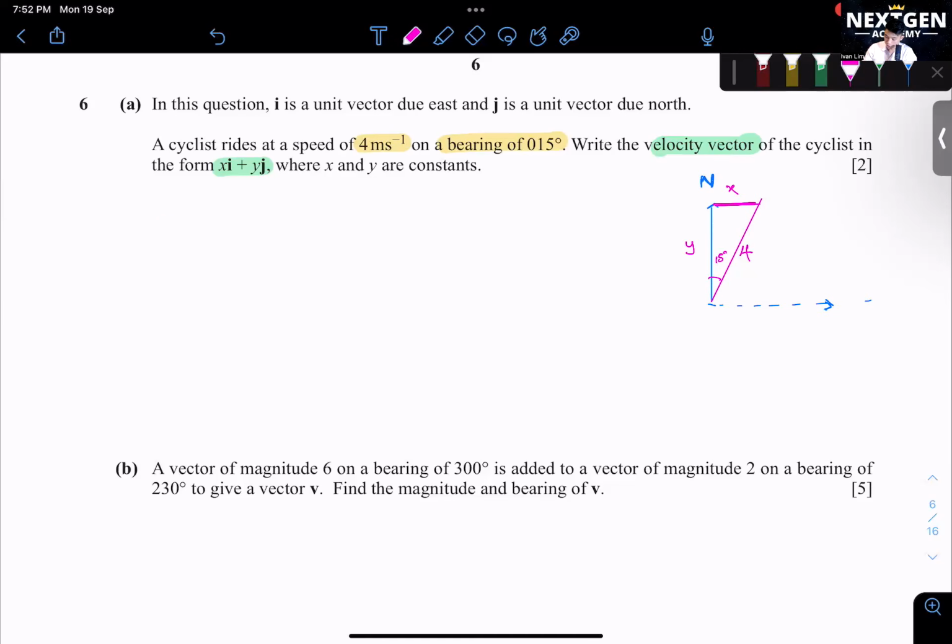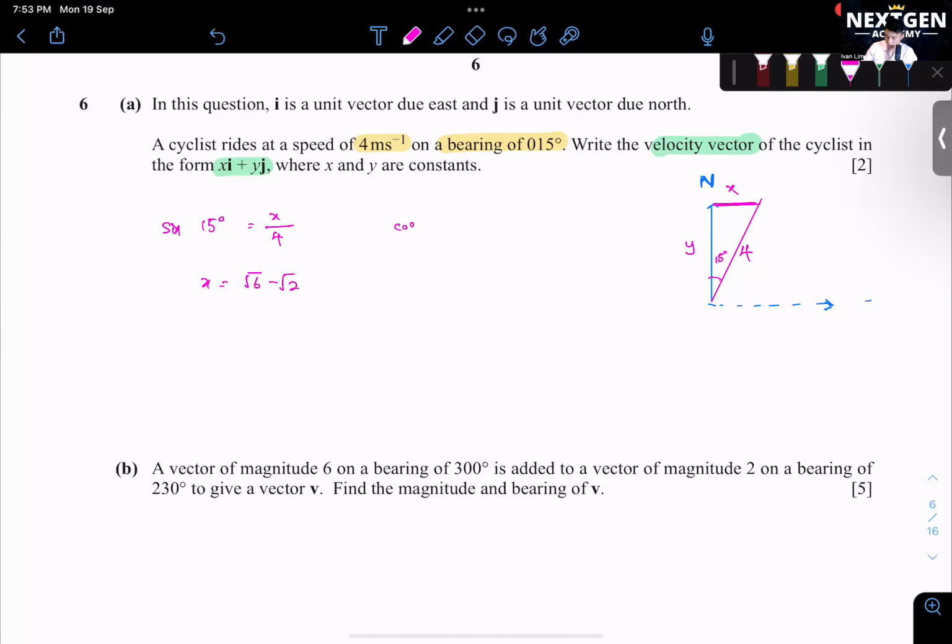SOH CAH TOA, you just put like this: sine 15 degrees will be equals to x over 4. Therefore x will be equals to... you can actually just leave it as 4 cos whatever and 4 sine whatever. Whatever the values are, you don't have to follow what I show you in the mark scheme. Any values that are equivalent to that will all be correct. So you can write like this, root 6 minus root 2.